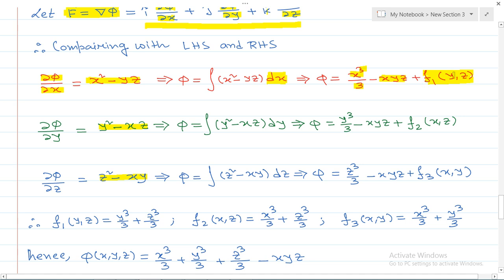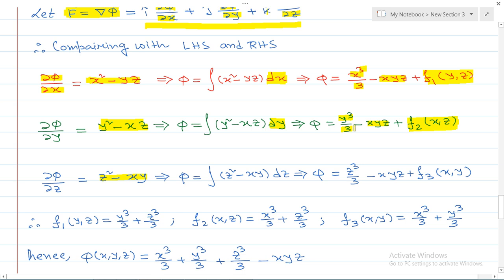Now similarly, del phi del y equals y square minus xz. So we need to integrate this function partially with respect to y. So integration of y squared is y cube upon 3, minus xz integration is minus xyz, plus, since we are doing partial integration with respect to y, the arbitrary constant is going to be a function of x and z, which are not present in this integration.